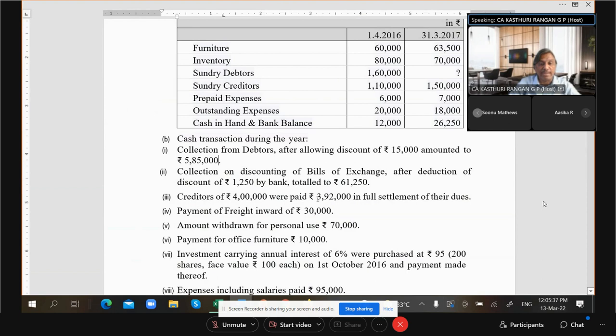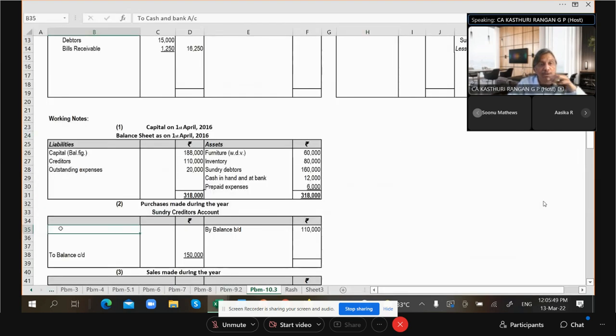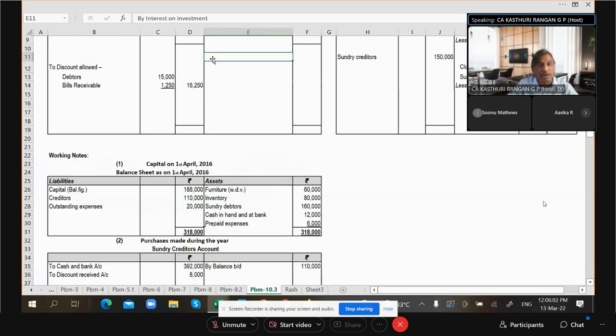Creditors 4 lakh were paid, 392 full settlement. Total you have to pay 4 lakh, but if you pay 392, you are getting a discount of 8,000 rupees. So what is the entry? We have to debit the creditors account to bank 3,92,000, to discount 8,000. This discount is an income or a gain. You have to put it in the P&L account by discount received. How much? 8,000. Like discount allowed is a loss, discount received is a gain.